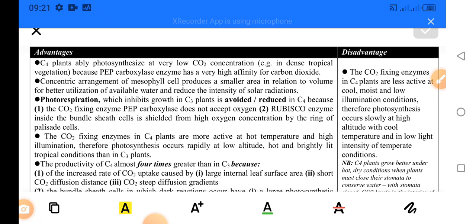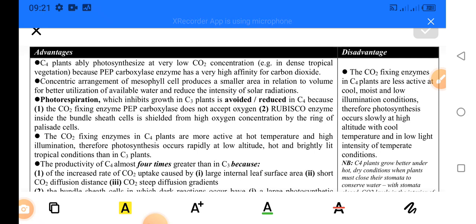Then the other point is that the carbon dioxide fixing enzymes in C4 plants are more active at hot temperatures and high illumination. So the PEP carboxylase is more active at hot temperatures and high illumination. Therefore, photosynthesis occurs rapidly at low altitude, in hot and bright light, in tropical conditions, than in C3 plants.